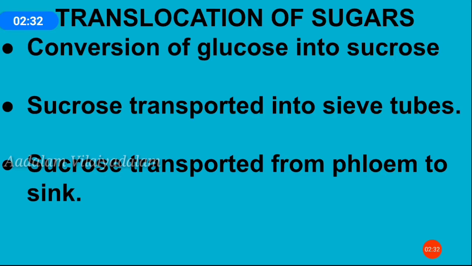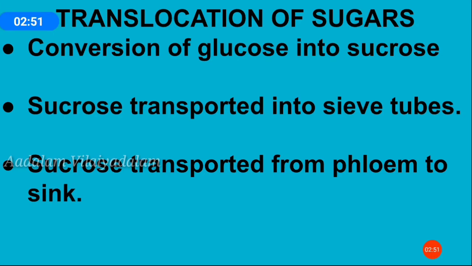The remaining transport in the phloem is carried out by the differences in the osmotic pressure. This osmotic pressure facilitates the transport from higher pressure to lower pressure regions of the sink. Again, by active transport, the sucrose is transported from phloem to the cells of the sink, where it will be stored for a long time.